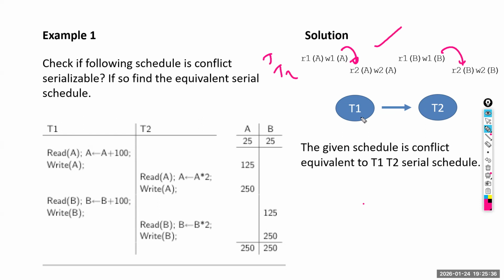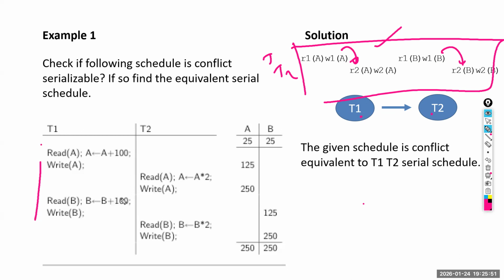Equivalent serial schedule is T1 comma T2. That means first T1, then T2. So if you do it like this, the end result will be the same as first you do T1 and then you do T2.